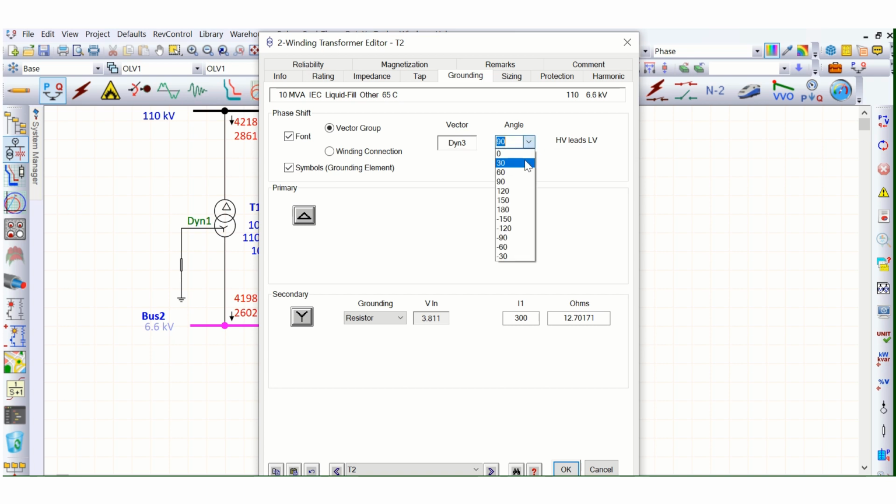Okay. Only thing is that you can parallel this dyn1 vector group with dyn11. There will be no change in the output result, but you cannot parallel the transformer with dyn0 with dyn6, meaning 180 degree. So 0 degree is dyn0, it should be paralleled with dyn0 vector group transformers only.